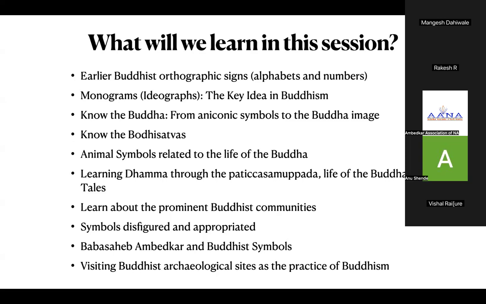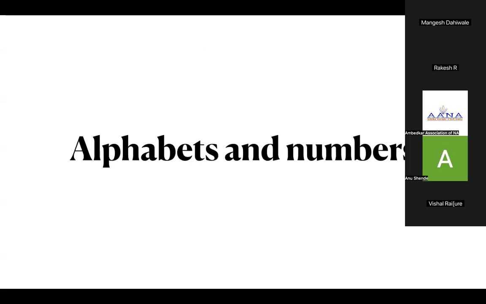Then we're looking at how the Dhamma could be learned through the symbols, particularly the symbol of Paticca, and of course the life of the Buddha as depicted in several Buddhist archaeological sites and Jataka tales. We are also going to look at the symbolic representation of some of the Buddhist communities of the past and how they continue to live today. Then I'm going to briefly touch upon symbols disfigured and appropriated, and then talk a little bit about Babasaheb Ambedkar and Buddhist symbols. And then how our Buddhist practice can be enhanced and improved by visiting the Buddhist archaeological sites. So this is in a nutshell what I'm going to cover today.